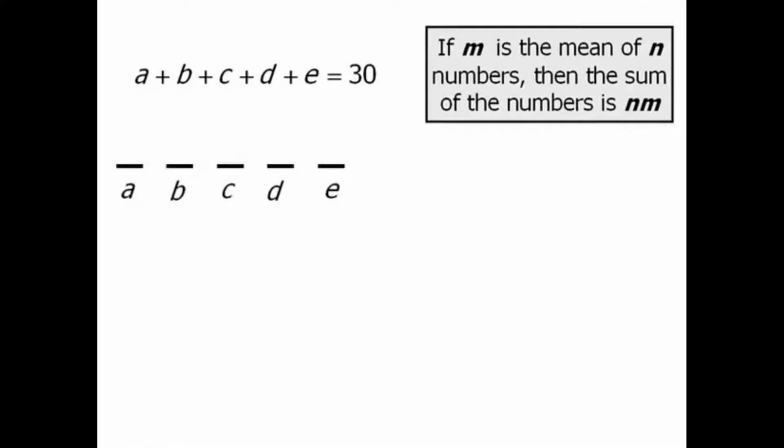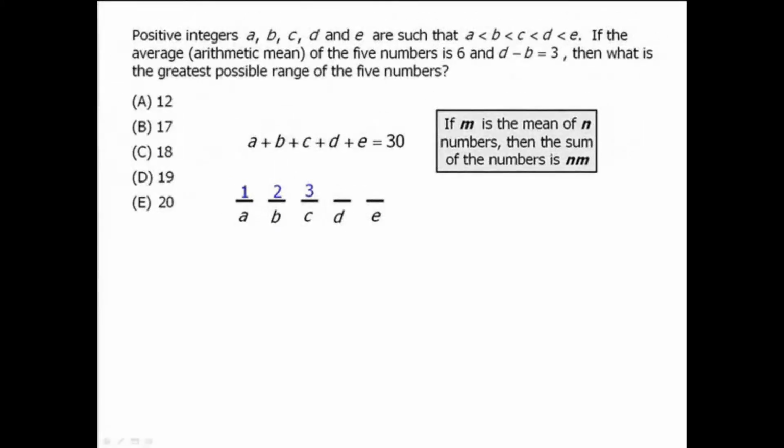Now our goal here is to maximize the range of these five values. To do this, we need to minimize the values of A, B, C, and D, and then maximize the value of E. So, the smallest possible value for A will be 1. Since our integers are all different, the smallest possible value of B will be 2, and C will be 3. Now we're told that D minus B must equal 3, so the smallest possible value of D will be 5. Now since our numbers must add to 30, we know that E must equal 19.